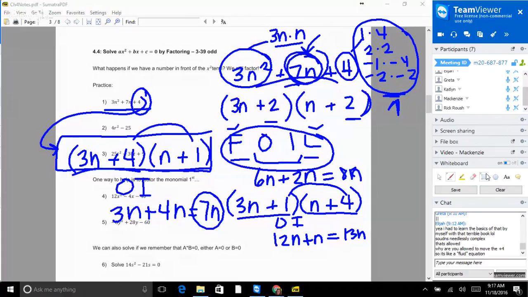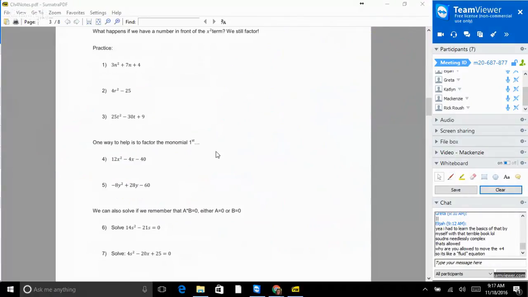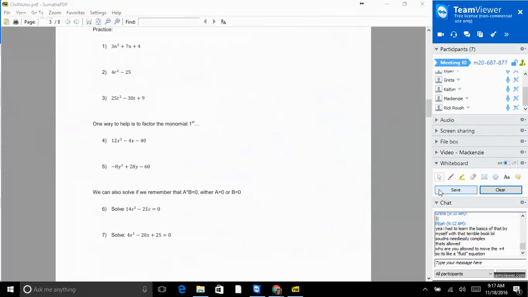Okay, let's tackle a couple more of these. I'm actually going to scroll here a little bit. Okay, so the second equation, remember how I told you that math people get really excited when they see perfect squares? I'm like, ooh, look at this. These are both perfect squares. 4 is the perfect square of 2, and 25 is the perfect square of 5.